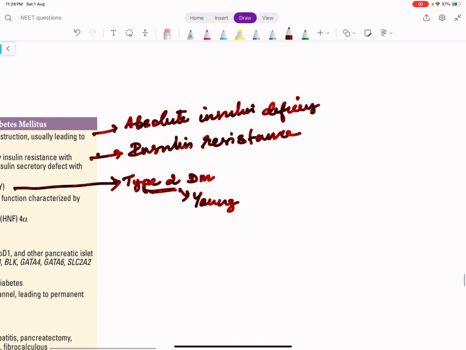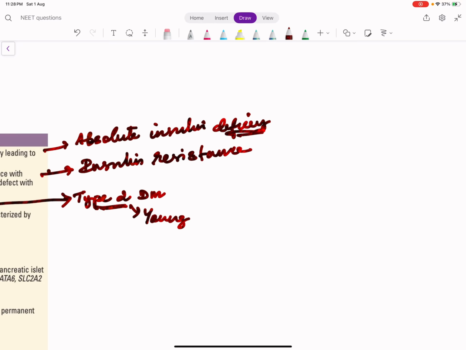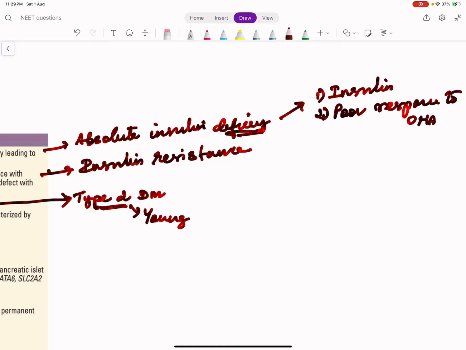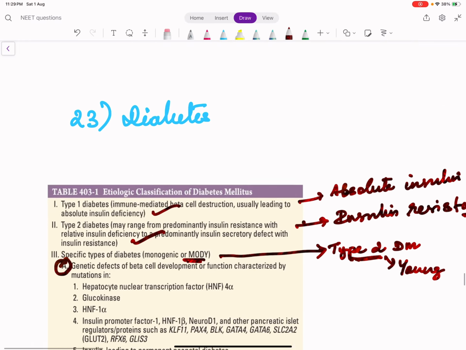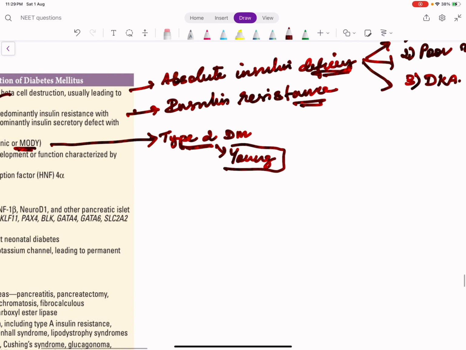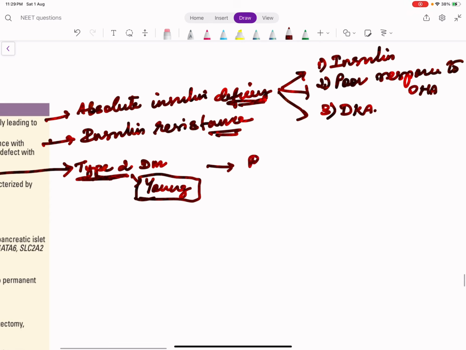So what are the other differences between type 1 and type 2? When there is absolute insulin deficiency, type 1 diabetes needs insulin. It has very poor response to oral hypoglycemic drugs. And the chance of diabetic ketoacidosis is more because of absolute insulin deficiency. Insulin resistance does not have these features. But MODY is a young age diabetes only, but it presents like a type 2 diabetes. That is, it responds to OHAs.